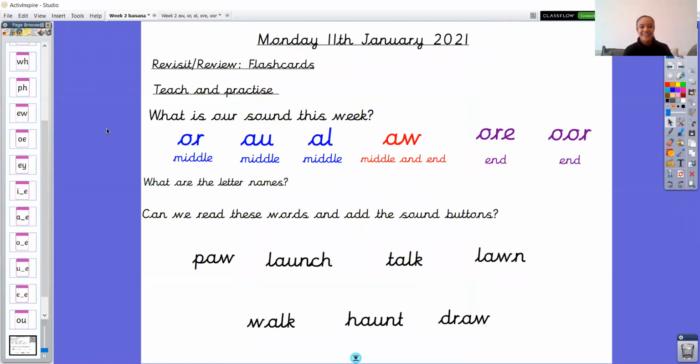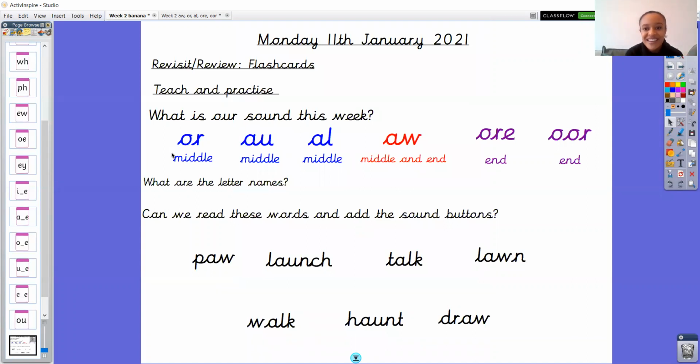Brilliant. Okay, so a new week, which means a new sound. So what sound do you think we are doing this week? Look at it. It looks like there's an awful lot of spelling patterns for this sound. But if you look at the first one, you'll know what sound it is because we know this one. We are doing the or sound.